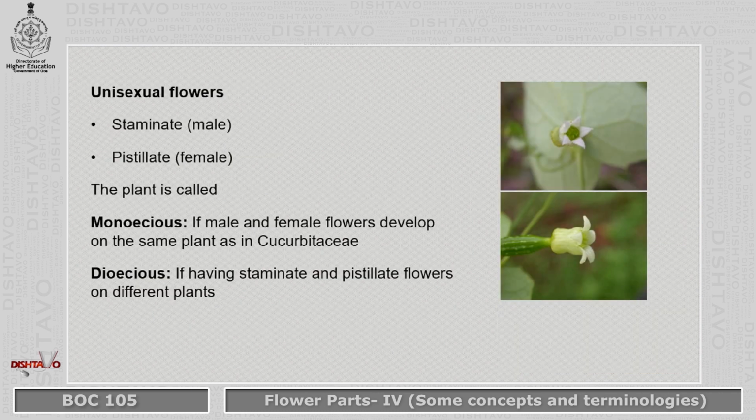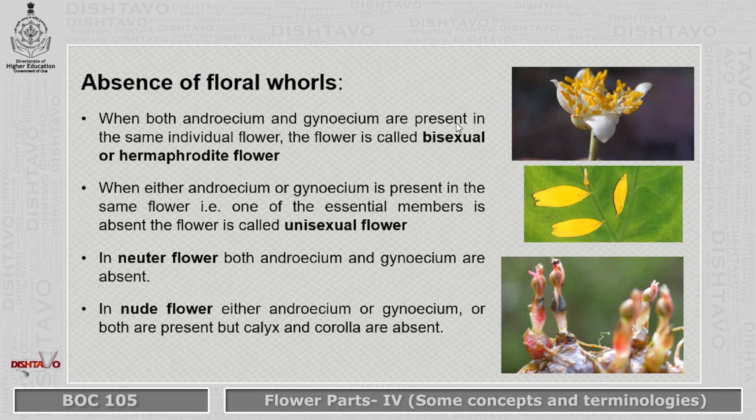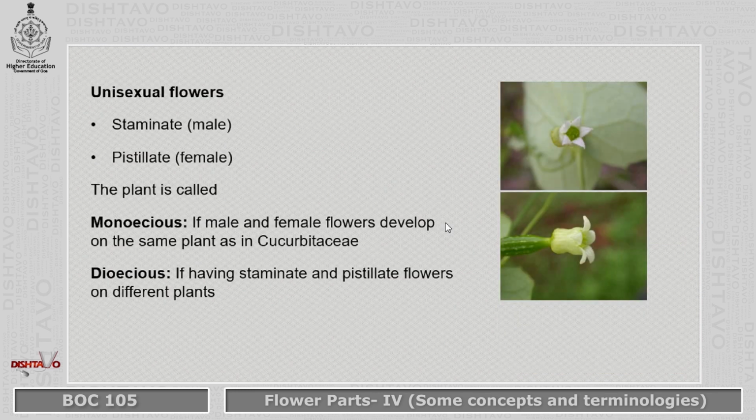So based on the presence and absence of the floral whorls, the unisexual flower can be called staminate when it only has androecium, and pistillate when it only has the gynoecium, or female flower. The plant is called monoecious when the male and female flowers develop on the same plant. This can be seen in Cucurbitaceae. The male flowers and female flowers are separate, but they are borne on the same plant.